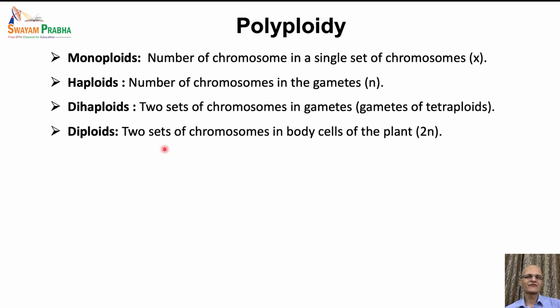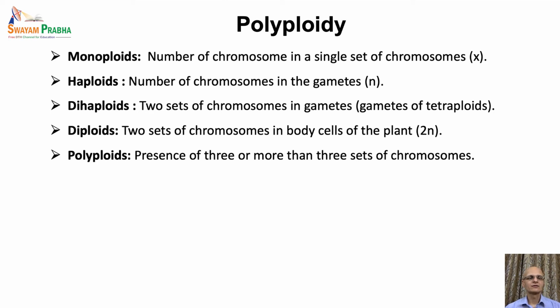Next is a diploid. So the plants have two sets of the chromosomes in their body cells, and a pair of same chromosomes from two sets, they are same or identical, and they are called the homologous chromosomes. So basically the plants having two sets of chromosomes in their body cells are called diploids.